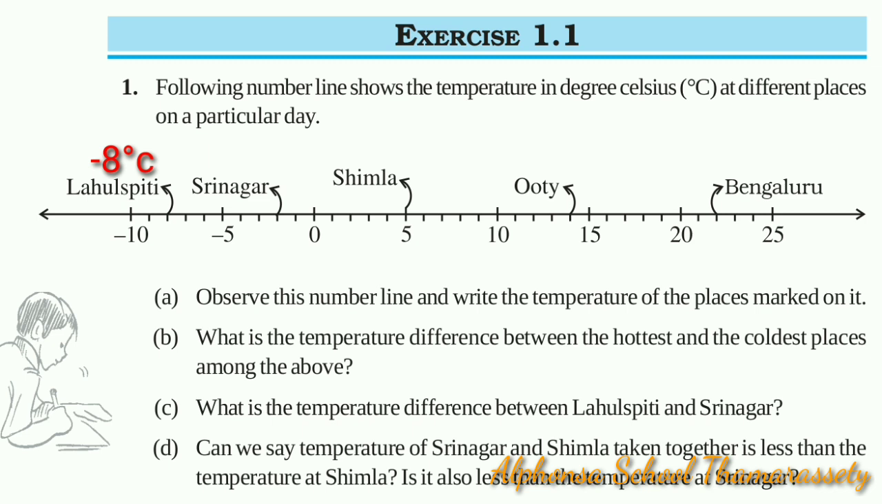So we got the answer to the first question. Observe this number line and write the temperature of the places marked on it. We got the temperatures of these places. First one, Lahul Spiti, is -8 degrees Celsius. Srinagar is -2 degrees Celsius. Shimla is 5 degrees Celsius. Ooty is 14 degrees Celsius. Bangalore is 22 degrees Celsius.